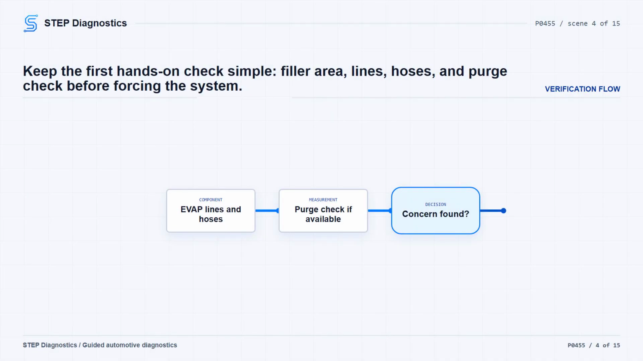Next, look over the easy leak points before you start forcing the system with test equipment. Inspect the capless fuel tank filler pipe or fuel cap area, the EVAP lines, and the hoses for damage or incorrect connections. If the scan tool purge check is available, run it here. If you find a concern, repair it as needed, clear the PCM codes, repeat the self-test, and run the EVAP test again. If the inspection does not find anything for P0455, keep moving down the large leak path.